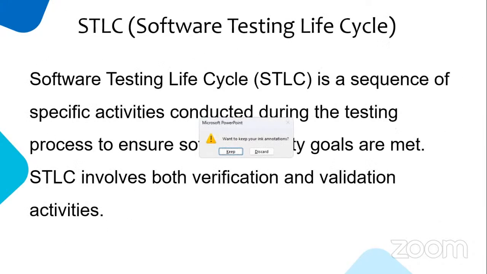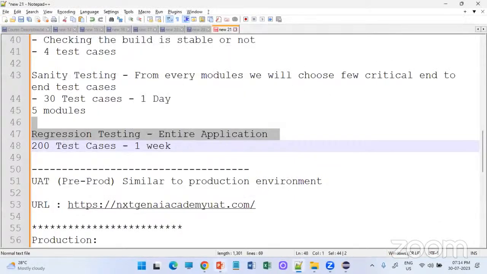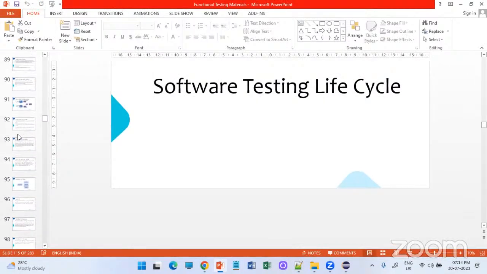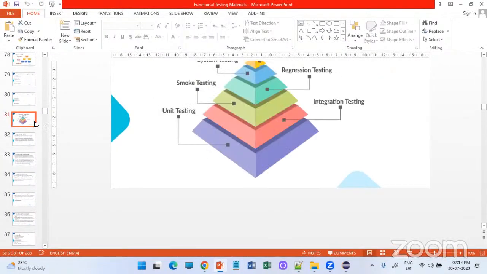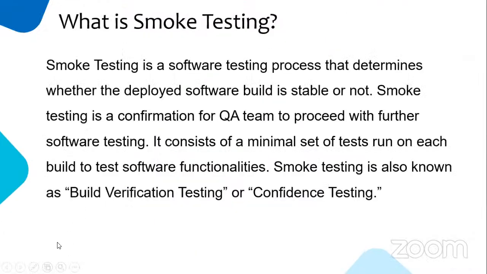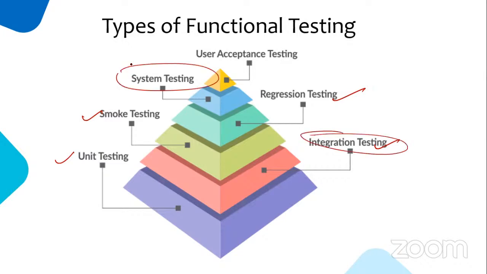So that's about the levels we are done with. We are done with unit testing, integration testing, smoke testing, regression testing. All these, yes, sanity is missing. Sanity, smoke, regression. We have to do it here, here, here.